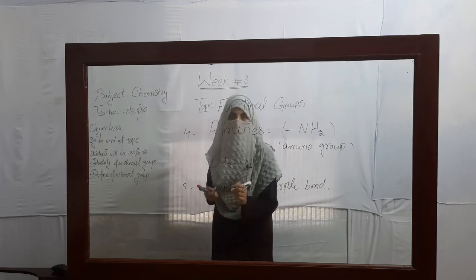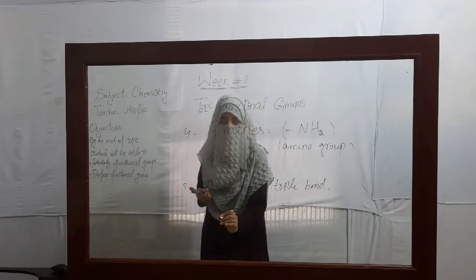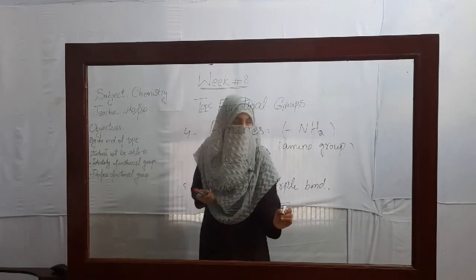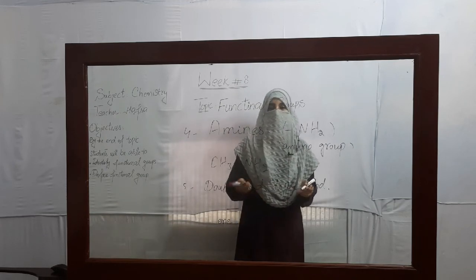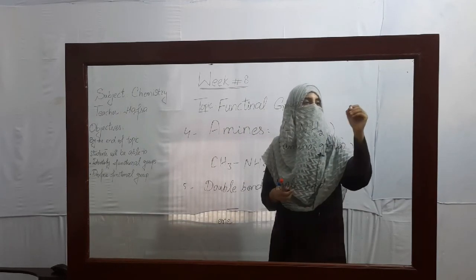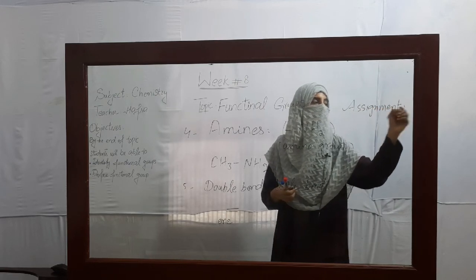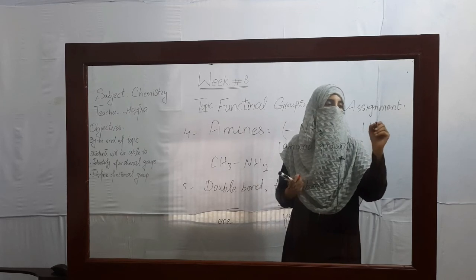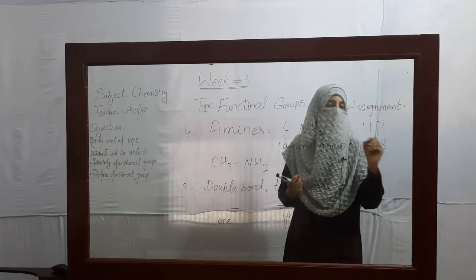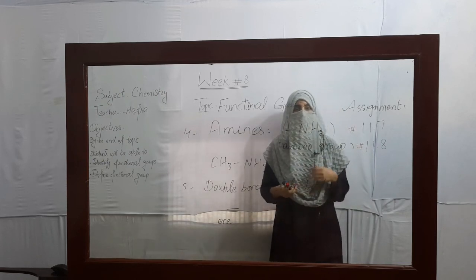If an alkyl group contains a double bond or triple bond, then the name will end with -ene and -yne. Okay students, that was our topic, and this is your assignment. You have to solve self-assessment 11.7 and 11.8 in your notebooks. Okay, Allah Hafiz.